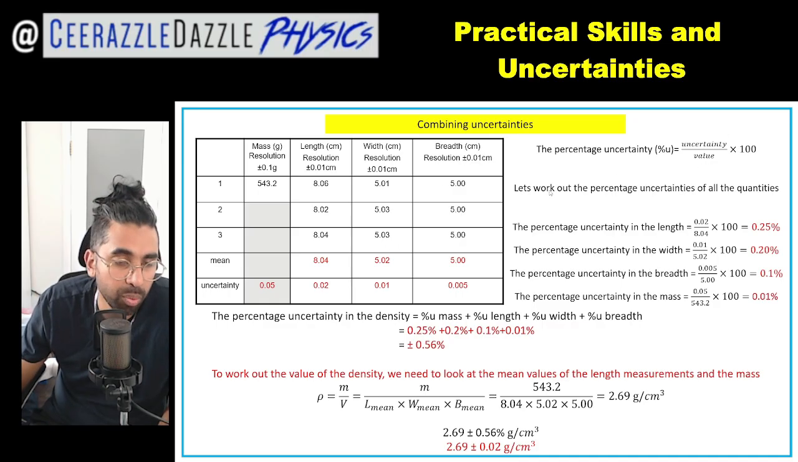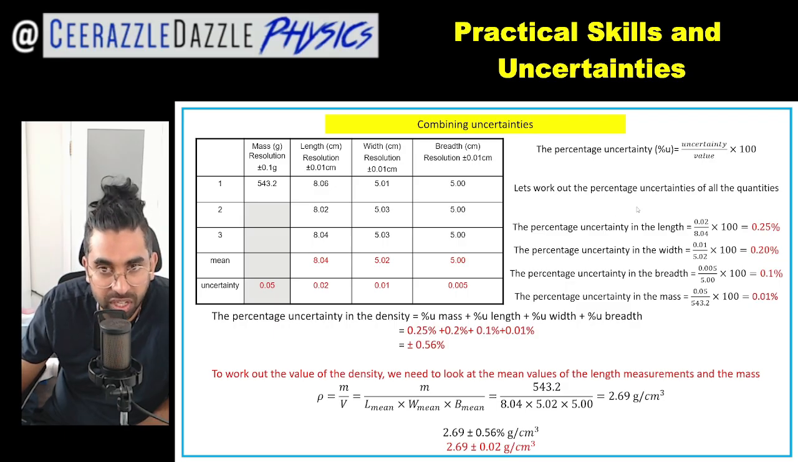Let's walk you through how we work out the percentage uncertainty in all of them. The percentage uncertainty in the length is going to be equal to 0.02 divided by 8.04 times 100, which is 0.25%. Pause the video, make sure that you've actually got these calculations yourself. The percentage uncertainty in the width, 0.01 divided by 5.02 times 100, is 0.2%.